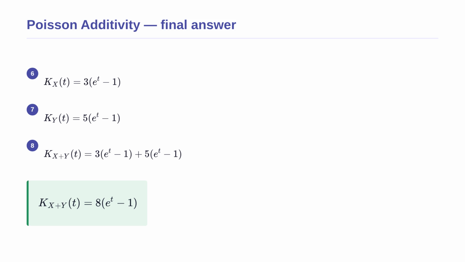Because the variables are completely independent, we simply add their cumulant generating functions together. We place the two expressions side by side, factor out the common exponential term, and add the numbers 3 and 5. The resulting function is exactly the cumulant generating function of a Poisson distribution with a new rate of 8. Physically, this proves that the total emails received simply follow a combined rate of 8 per hour.